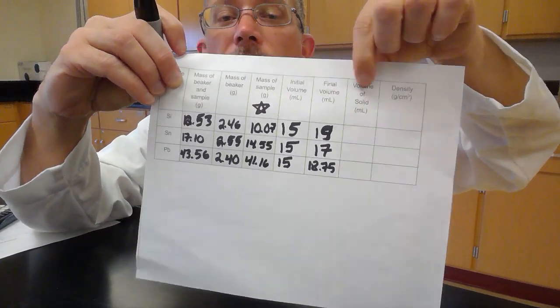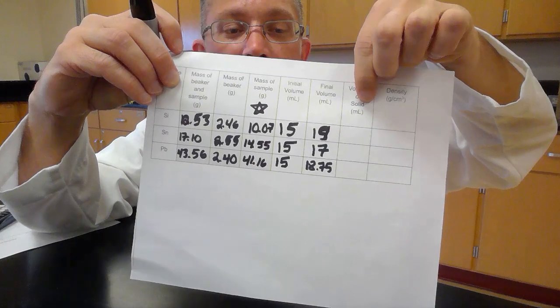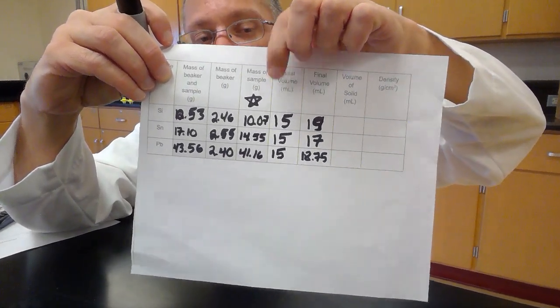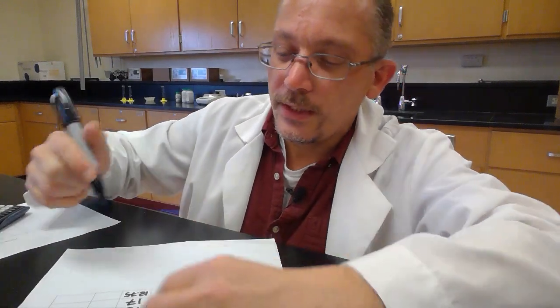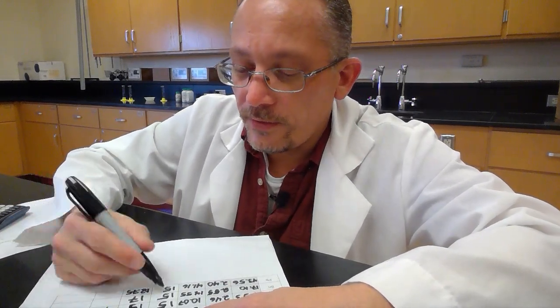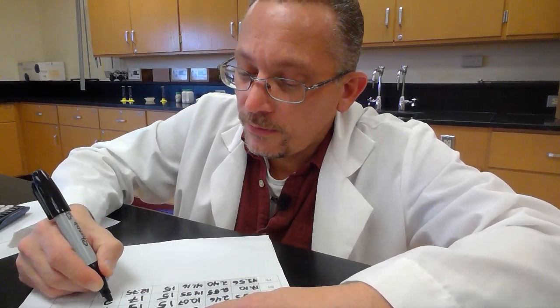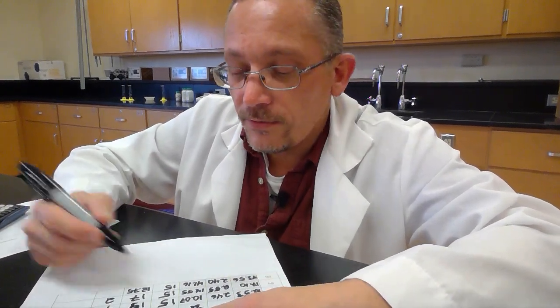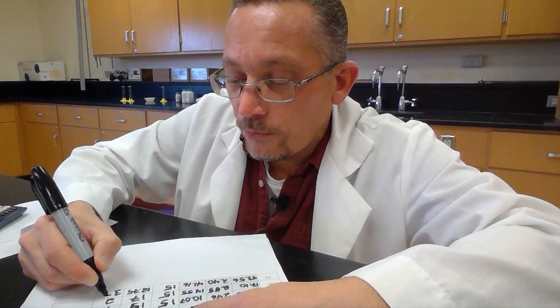Okay. Now let's figure out this one. To figure out this one, we're just going to subtract these two numbers. I'm going to take the final volume and subtract the initial volume. And so that should be pretty easy. For silicon, we have 19 minus 15, which is 4. For tin, we have 17 minus 15, which is 2. And for lead, we have 18.75 minus 15, which is 3.75.